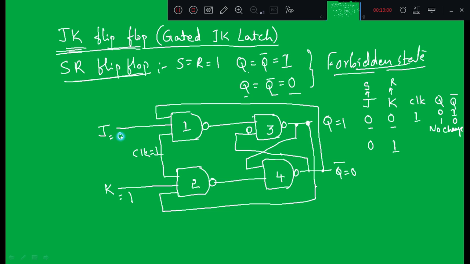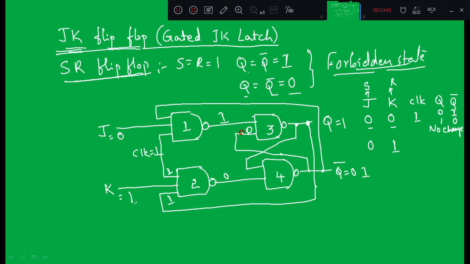See, if J is 0, one of the inputs of the first NAND gate is 0, that means the output will become high. So it will not wait for the second input to come, right? Next, when K is 1 and the control input is also 1, the output of that particular NAND gate will depend on the third input. So what is the third input, which is connected to Q? Q is equal to 1, so all three inputs will become high and the output of the second NAND gate will become 0, right? So since one of the inputs of the fourth NAND gate is 0, the output of the fourth NAND gate will become 1, correct?